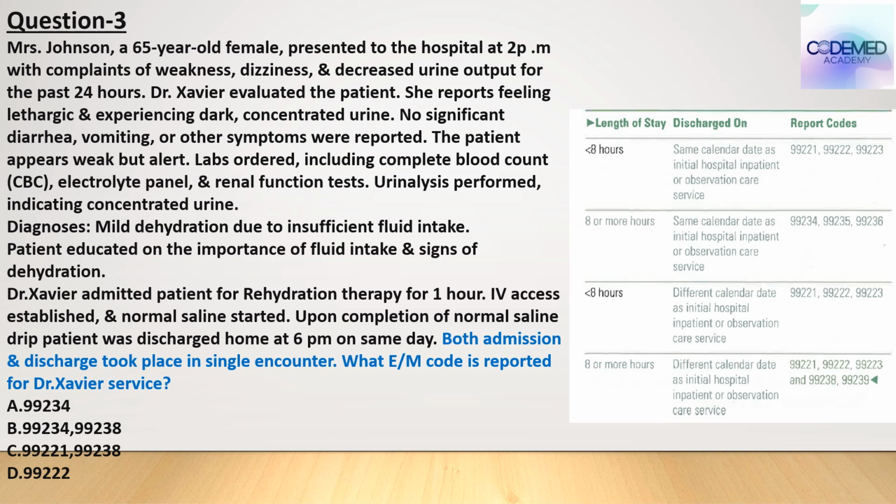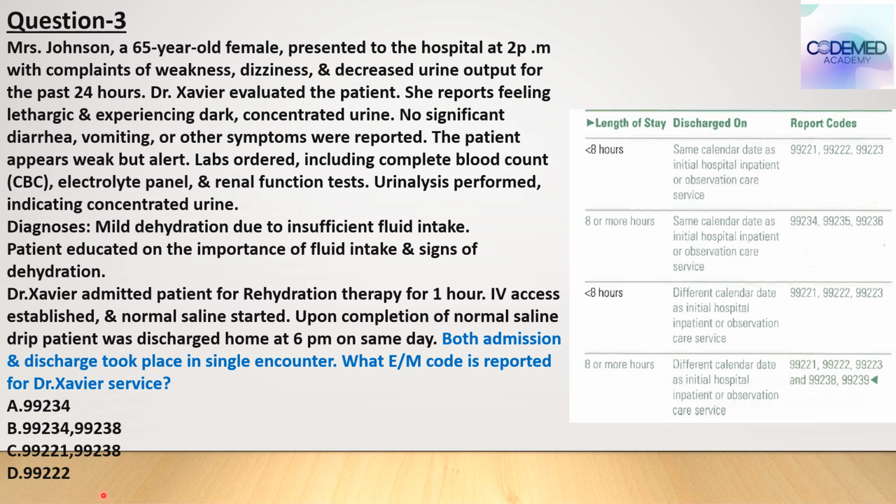So if you see the code 99234, this is the code for the observation and discharge, sorry, admission and discharge on the same day. Now, 99234 is also admission and discharge, and this is a discharge code. This is not the way we write the code. So the writing itself is wrong, so we are going to eliminate option B. Now option C is 99221 and 99238. So this is the initial service and this is a discharge. And D is 99222, that is an initial service.